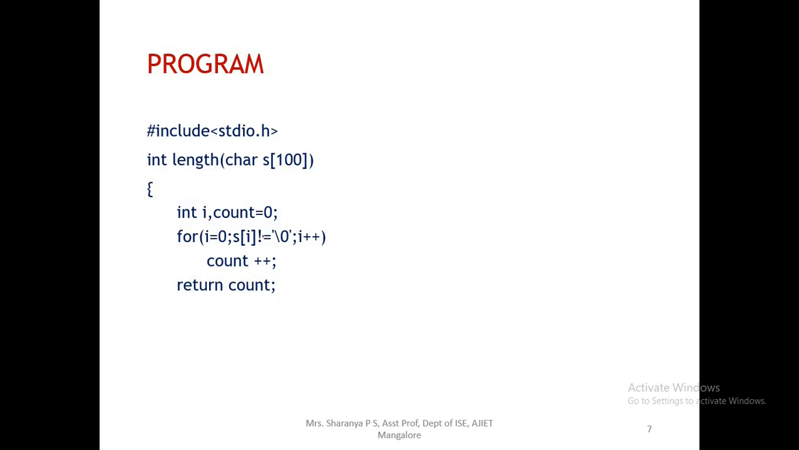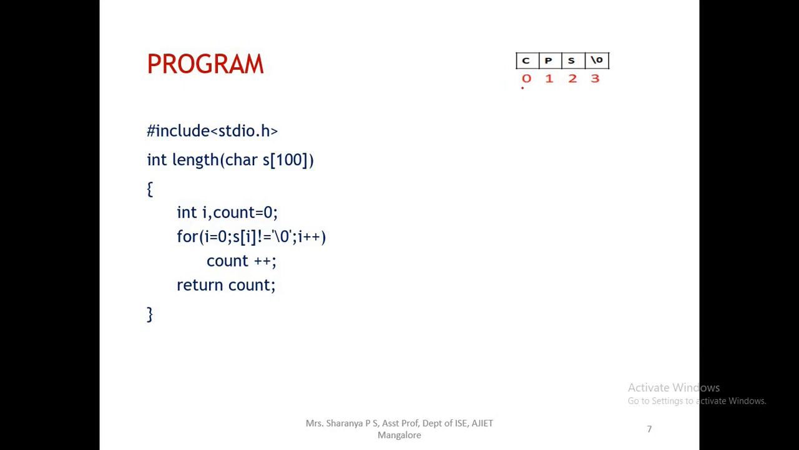So finally, when it reaches the null character, it returns the count value to the main function, to the point where this length function is called. Now moving to an example here, CPS is the string that we are referring to, and it ends with the null character.